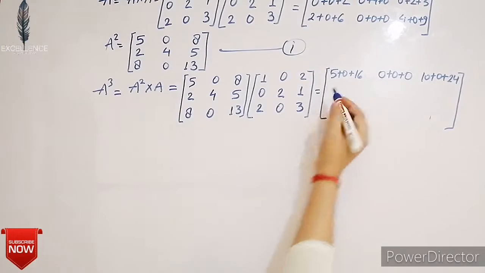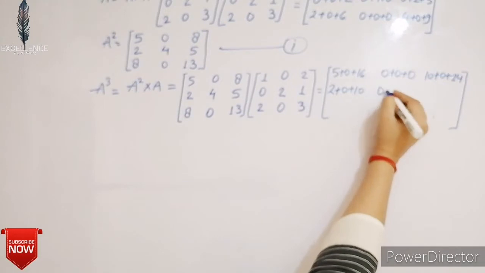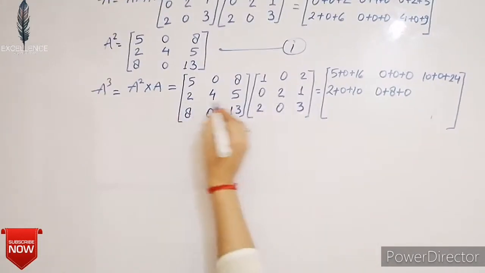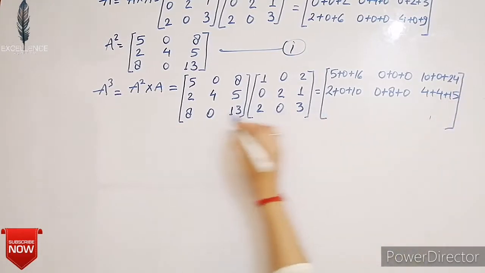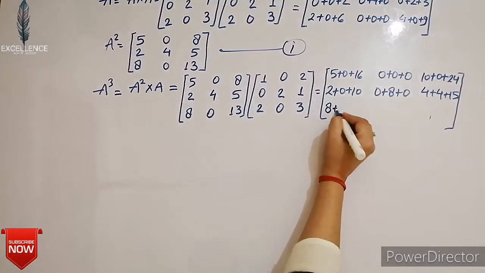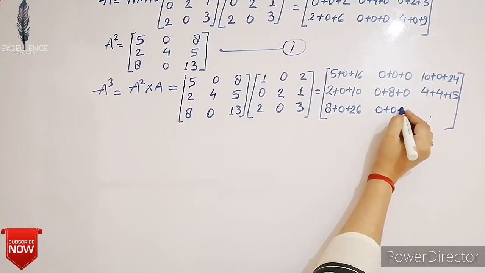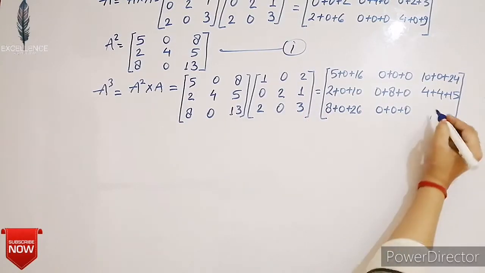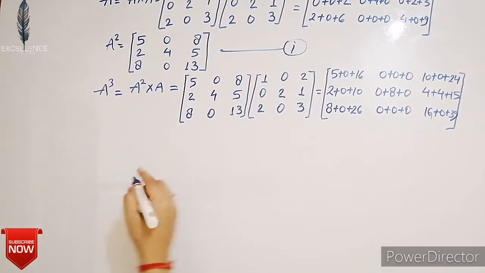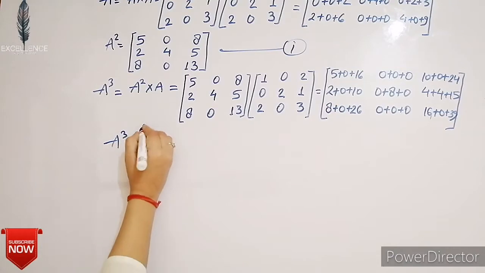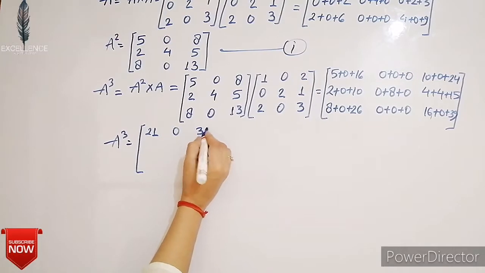Now in the second row by first column, that is 2 plus 0 plus 10. Second by second, that is 0 plus 8 plus 0. Second by third column, that is 4 plus 4 plus 15. Now third row by first column, that is 8 plus 0 plus 26. Third by second, that is 0 plus 0 plus 0. Third by third column, that is 16 plus 0 plus 39. Okay. On solving, we have A cube equal to 21 0 34.